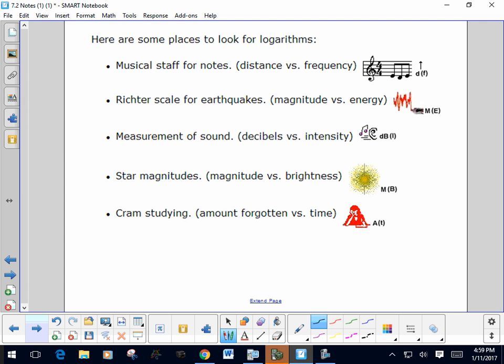Places that logs come up in real life. Music notes. If you consider the different notes and the frequency of the vibrations that make those notes, it's a logarithmic relationship. The Richter scale for earthquakes, when you're talking about the magnitude of the earthquake versus the energy of the earthquake, that is a logarithmic scale. Measurements of sounds, when you talk about the number of decibels of a sound and the intensity of that sound, that's a logarithmic scale. Star magnitudes are measured logarithmically.